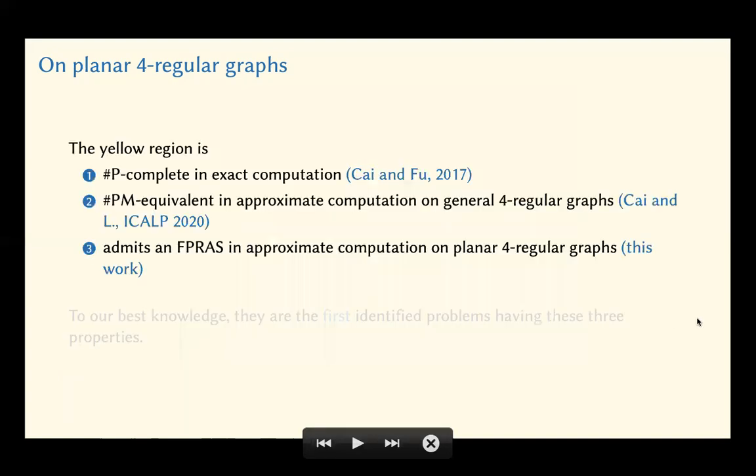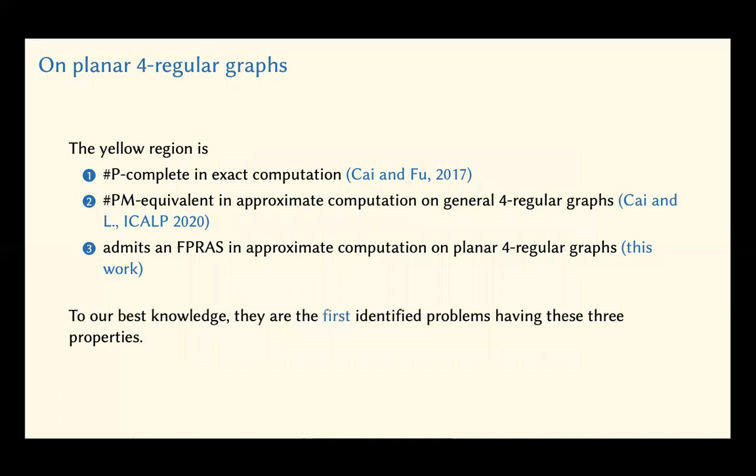So the yellow region is #P-complete in exact computation, is #PM-equivalent in approximate computation on general four-regular graphs, and admits an FPRAS in approximate computation on planar four-regular graphs. To the best of our knowledge, they are the first identified problems having these three properties.